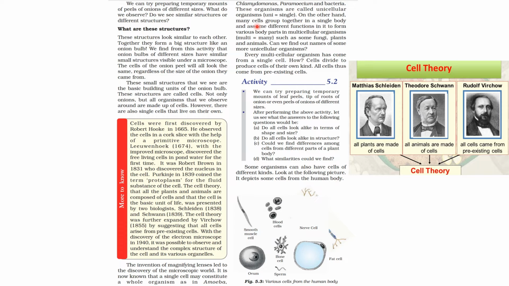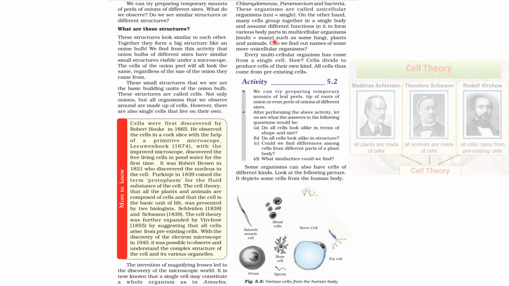On the other hand, many cells group together in a single body and assume different functions to form various body parts in multicellular organisms. That means many cells, such as in some fungi, plants and animals. Can we find out names of some more unicellular organisms? Let's learn in detail about unicellular and multicellular organisms.